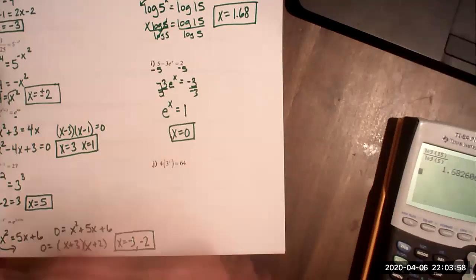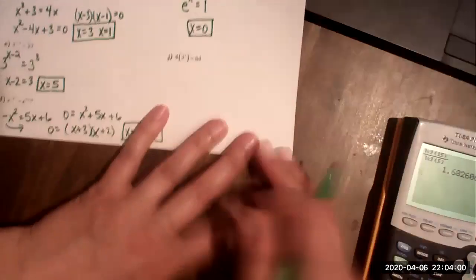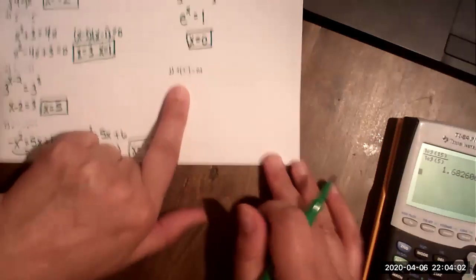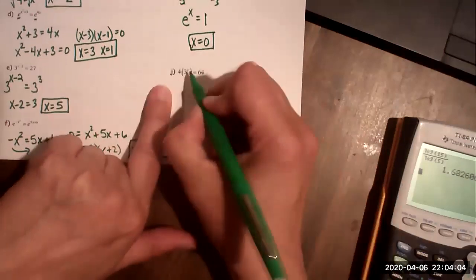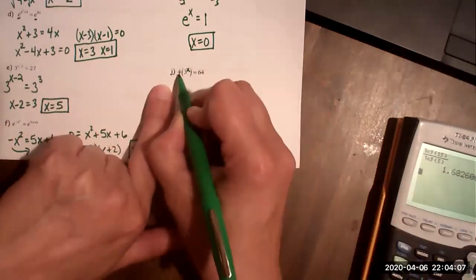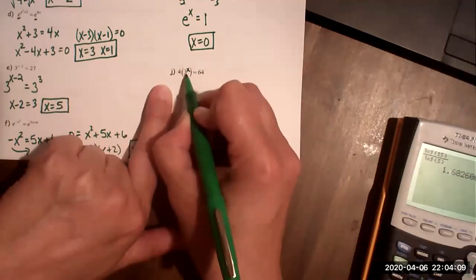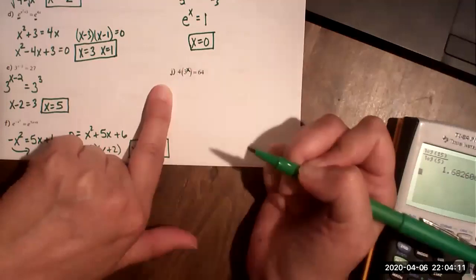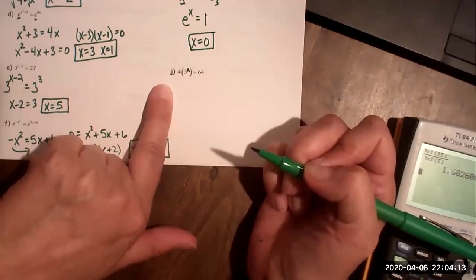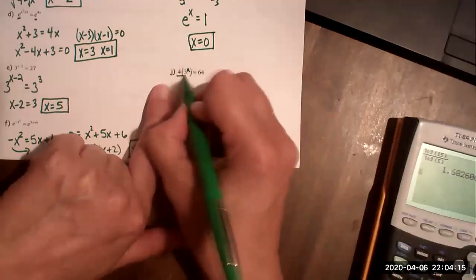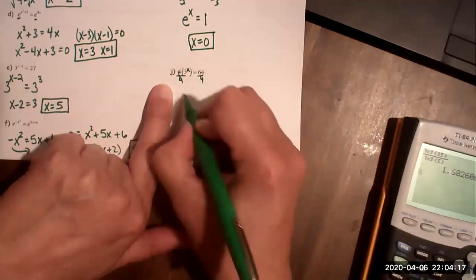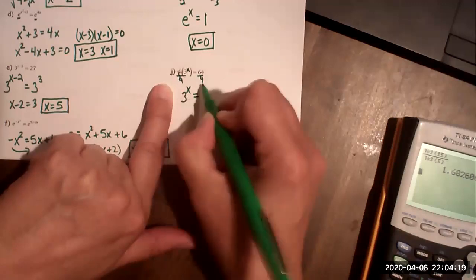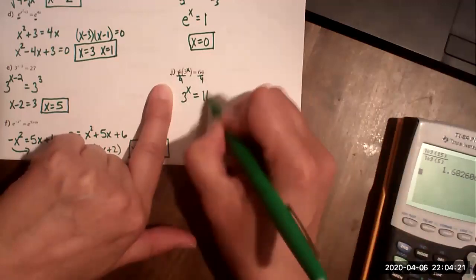Okay? All right. This one, before we start, one thing I want you to realize, you can never distribute a number or multiply a number by another number that has an exponent on it. So I cannot make that 12x. What I have to do instead is divide by the 4. So now I have this problem. 64 divided by 4 is 16.